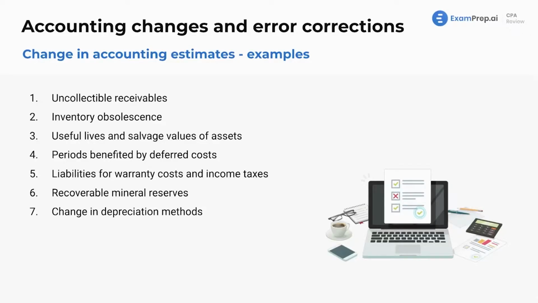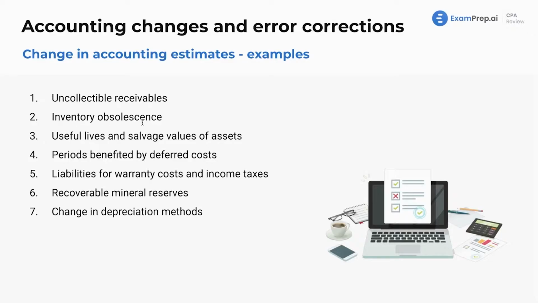Changes in accounting estimates, more examples. Lots of questions will ask you what type of change this is. Is it a change in accounting estimate or principle? Well, if any of these are listed, these will be changes in accounting estimates. So, changes in the estimate of uncollectible receivables.